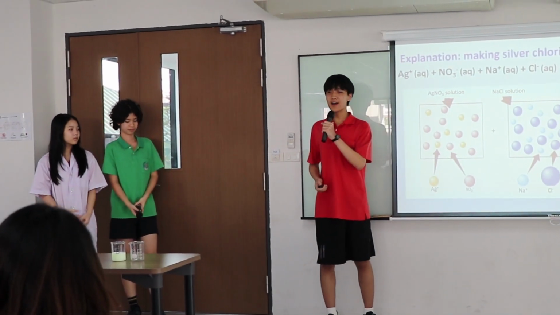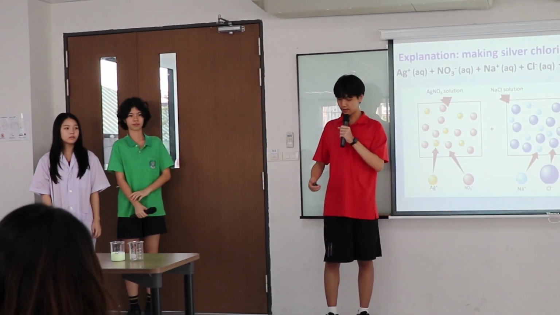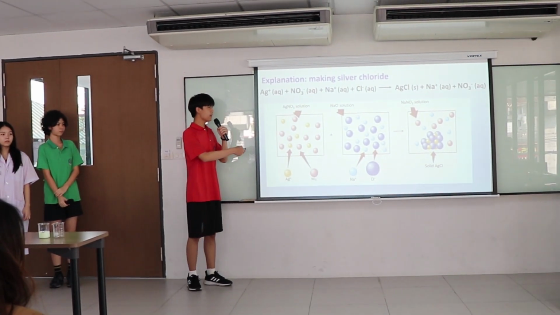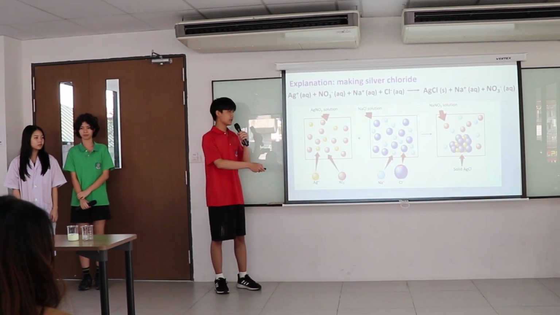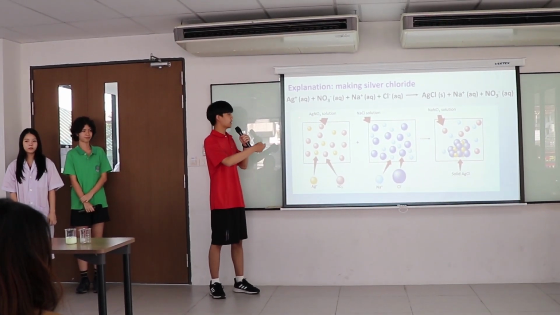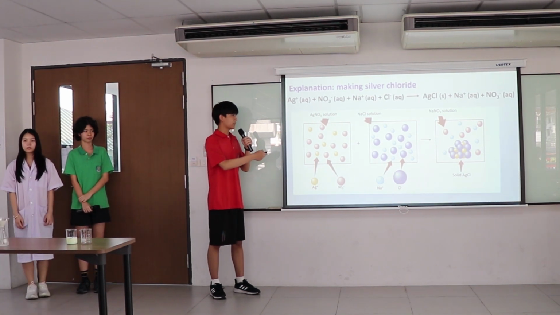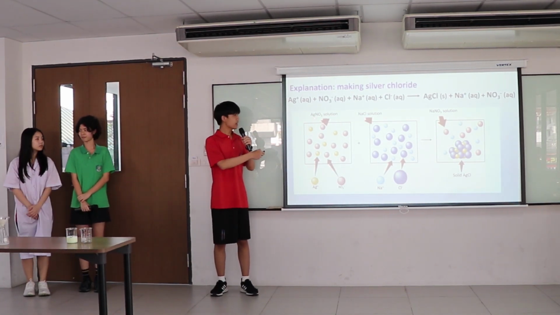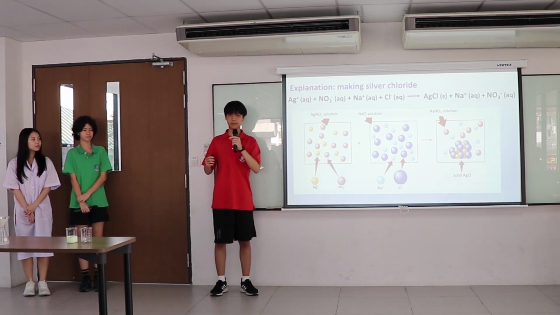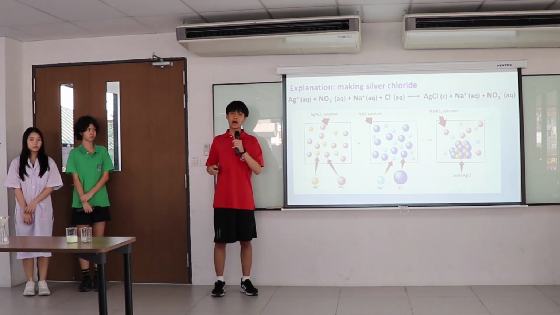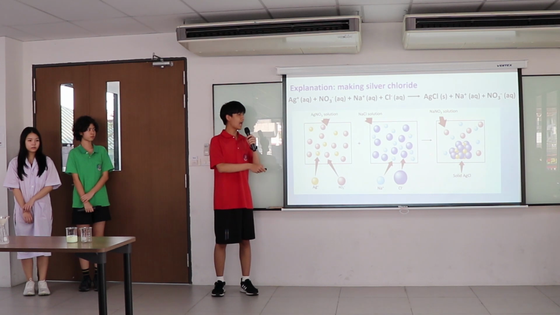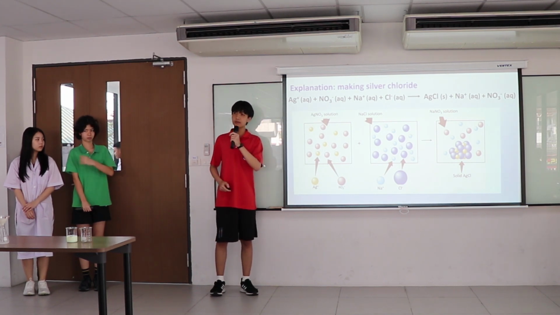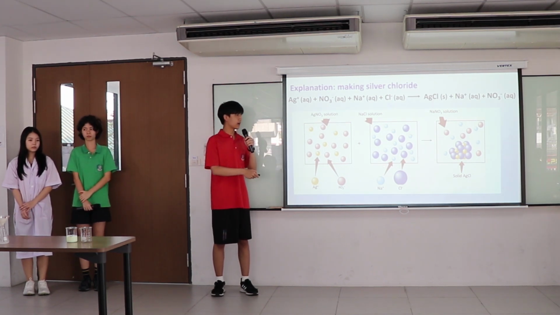So now I'll be talking about what Eileen just did. She mixed the first solution and the second solution together, and the first solution consists of silver nitrate. And the silver nitrate is soluble, so the silver ions and the nitrate ions are separate, and they mix with water. This is also what happened to the second solution. So this is why it is colorless and clear.